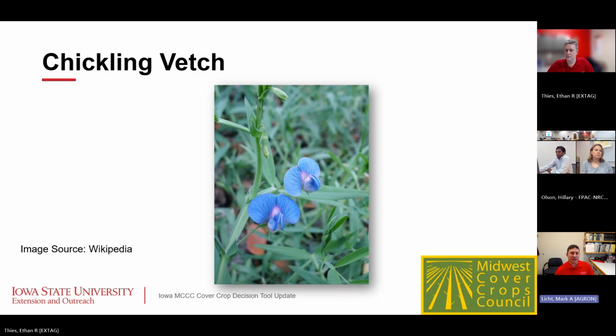This is a species that has really good heat and drought tolerance. And the caution I put out with this one is that it is a host for soybean cyst nematodes. And so if you've got soybean cyst nematodes at moderate to high populations, you probably do not want to be using chickling vetch. Yeah, it is also good for weed suppression, and somewhat cold tolerant too.